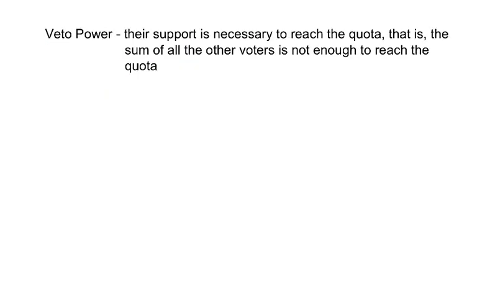The next term we're going to look at is veto power. For a voter to have veto power, it means that their support is necessary to reach the quota. Or said another way, the sum of all the other voters is not enough to reach the quota unless they have this voter on their side. Let's look at an example. In this example, we can see right away that the quota is 30. We have 3 voters. We have a 19-weight voter, a 15-weight voter, and an 11-weight voter.